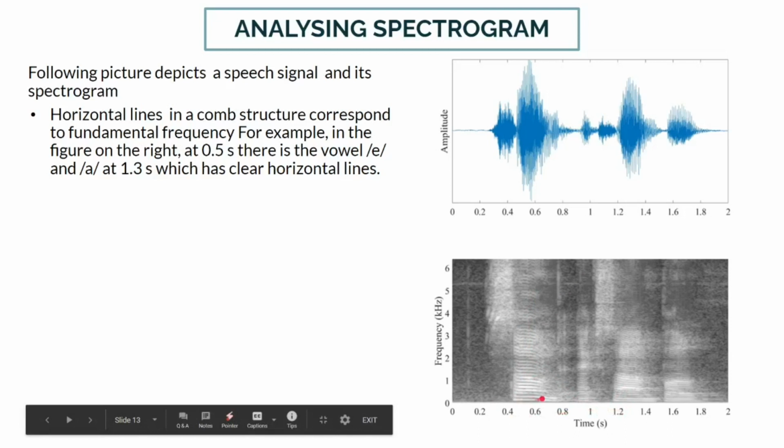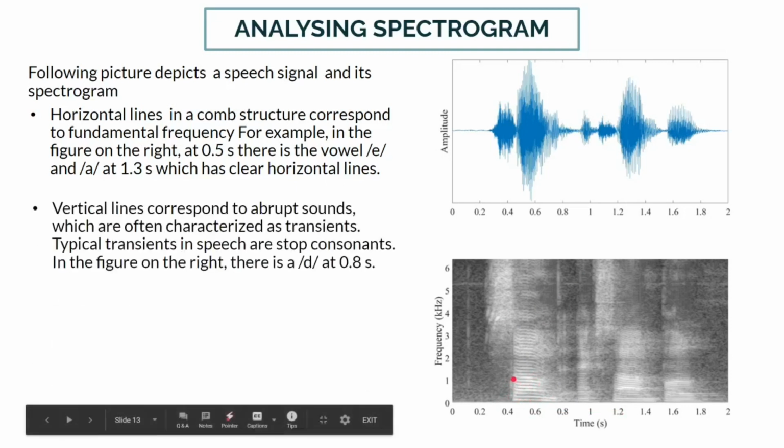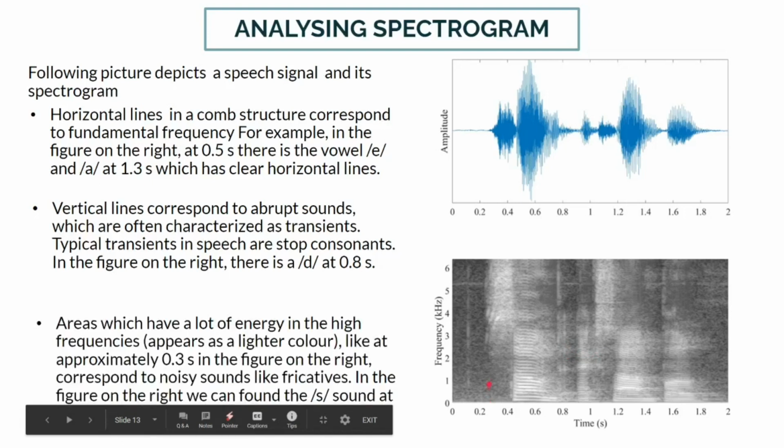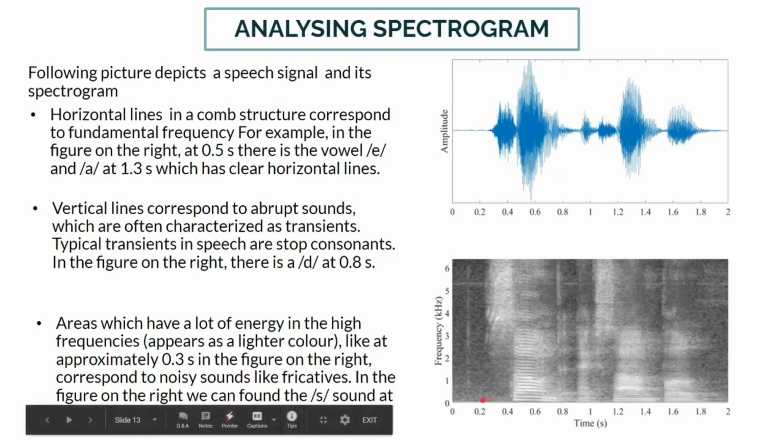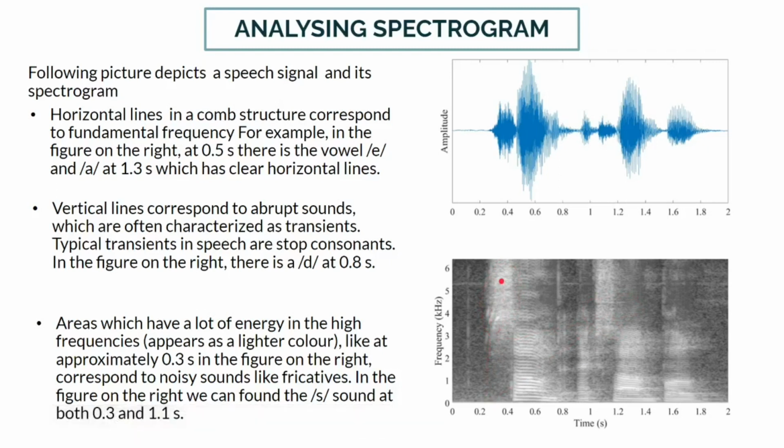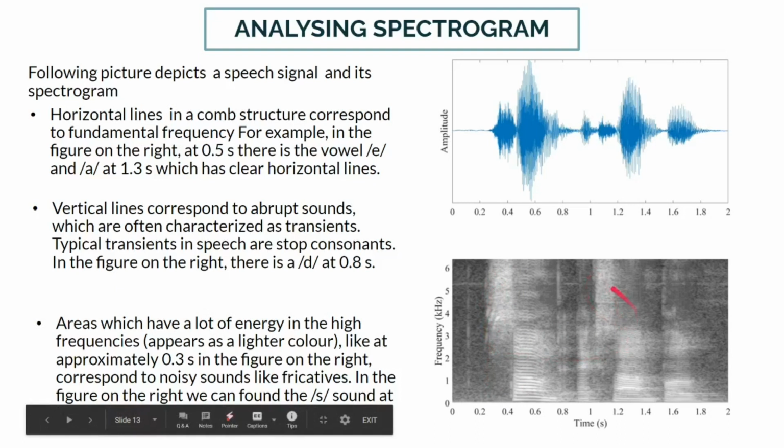Here, the first horizontal line is the fundamental frequency and the horizontal lines above are the overtones above the fundamental frequency. We have vertical lines in the spectrogram at 0.8 second and at 1 second. These lines correspond to abrupt sounds, generally the stop consonants like the letters D, T, K. Areas which have a lot of energy in high frequencies are the noise signals. Here there is such an area at 0.3 seconds and at 0.11 seconds.